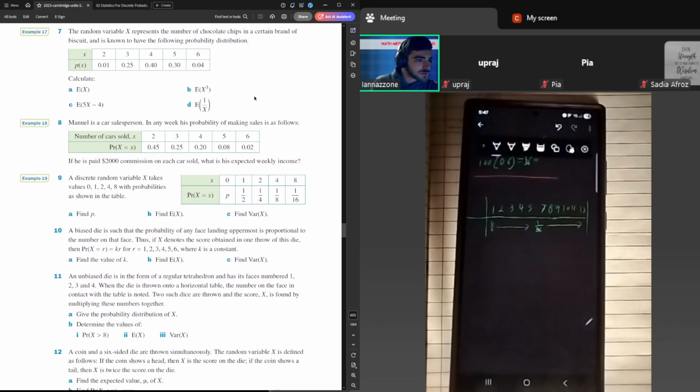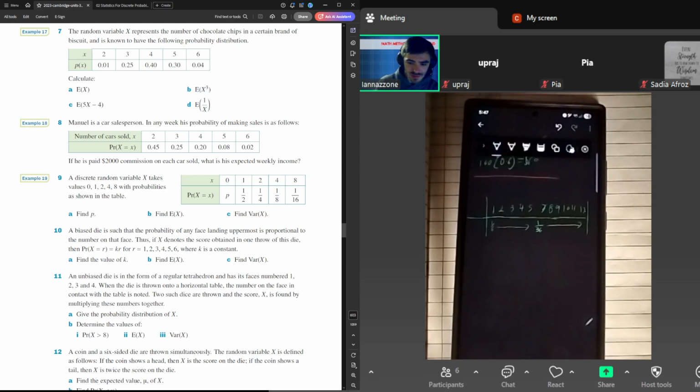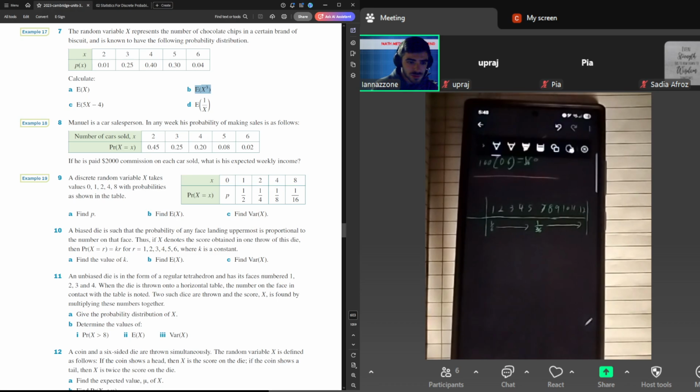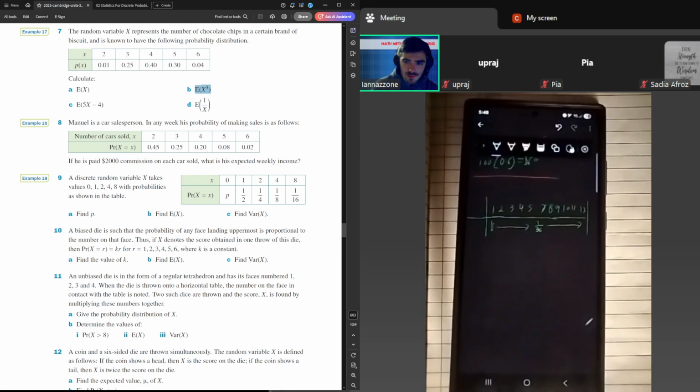Where it does get a bit different is question 7. Specifically, the only one I'll touch on would be part B. So I'll put 7b in the chat. E of x cubed. So if that looks, actually, do I have that even in my screenshot? Don't really.